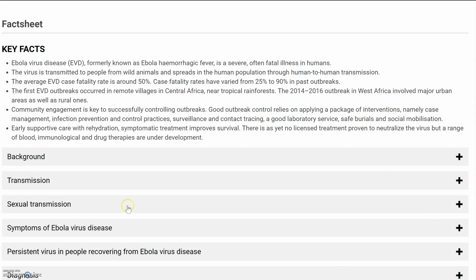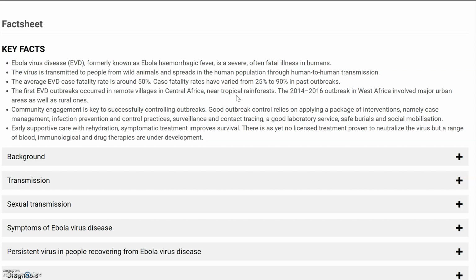And there's also more background and transmission information that we can find here, which could eventually be used as background information in our paper. And as we know from both the facts here and the news that we just looked at, it is impacting the Congo region, so we could use that as our region for our paper.